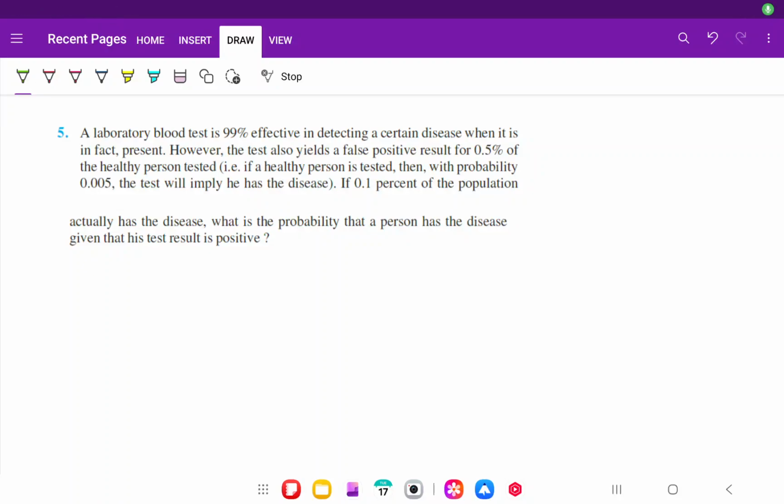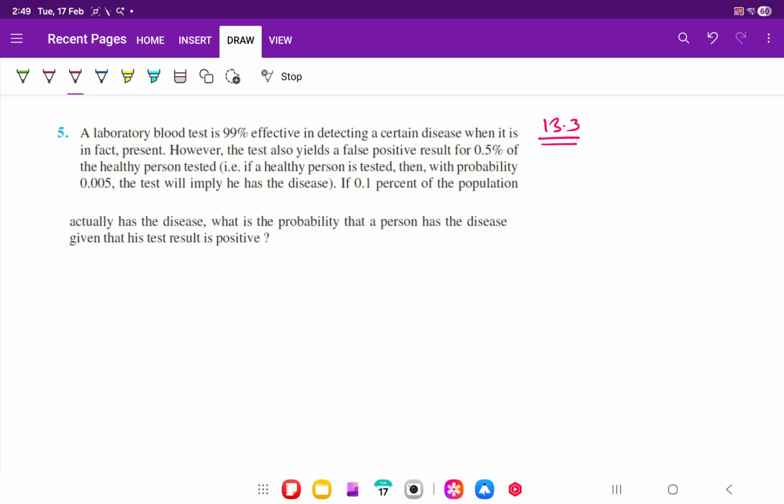Hello everyone, this is question number 5 from the third exercise of probability 13.3. They are saying a laboratory test is 99% effective for detecting a disease when it is in fact present. However, the test yields false results 0.5% of the time if a healthy person is tested. What they mean is, suppose there is a healthy person without the disease, even then there is a 0.5% chance that it shows the disease, by mistake.